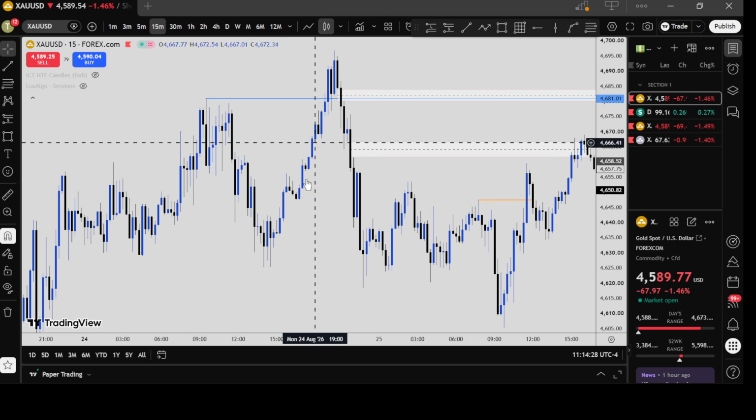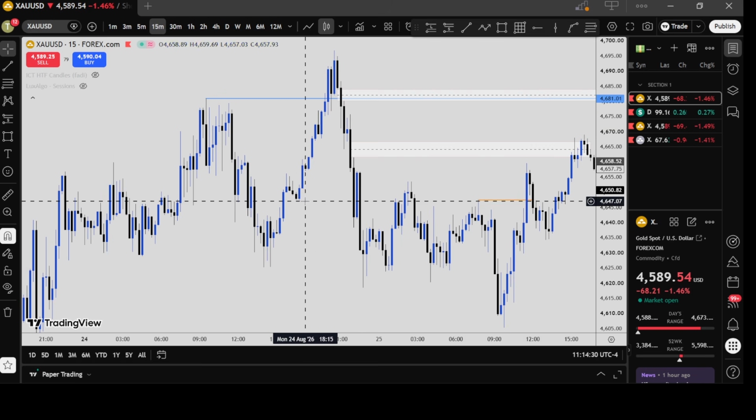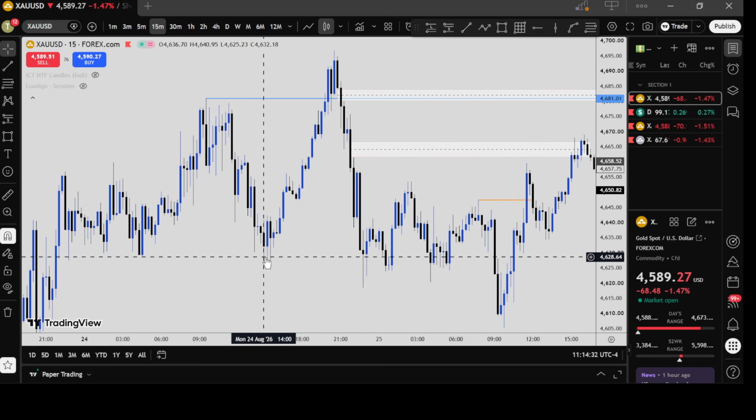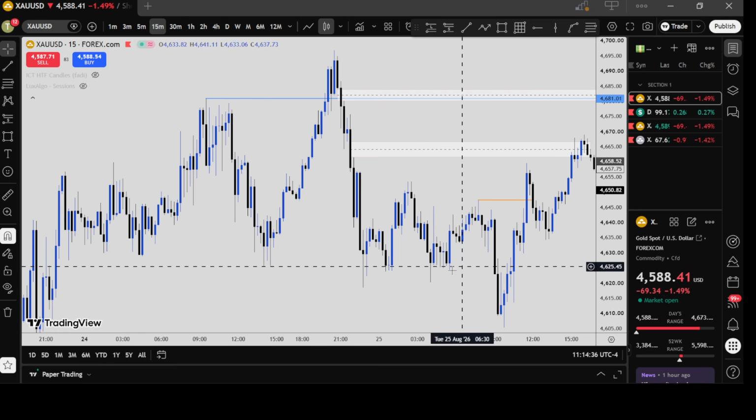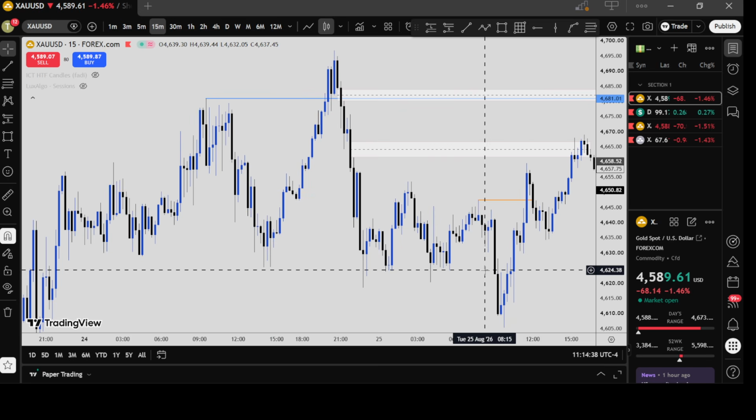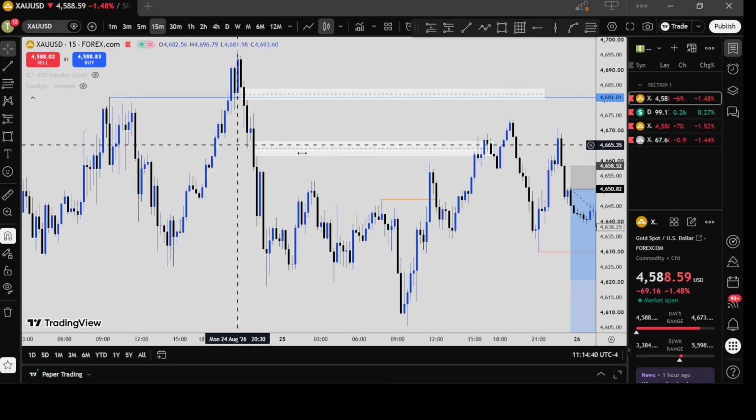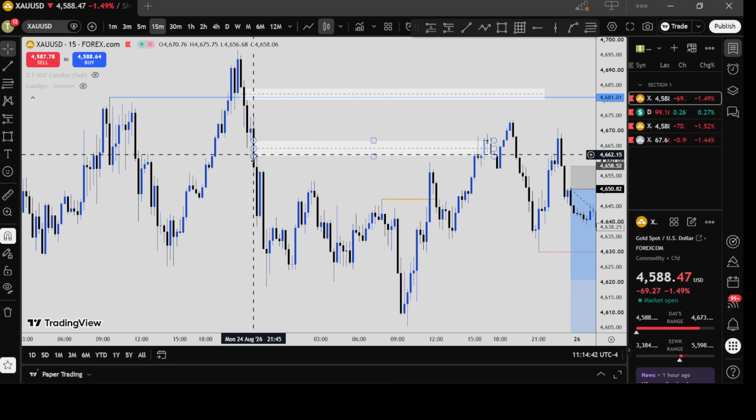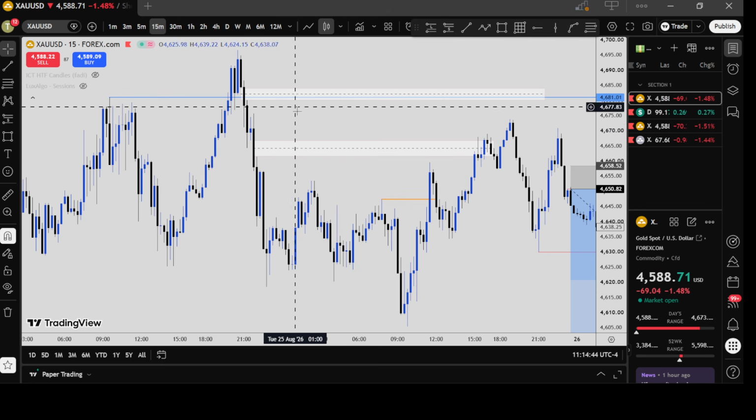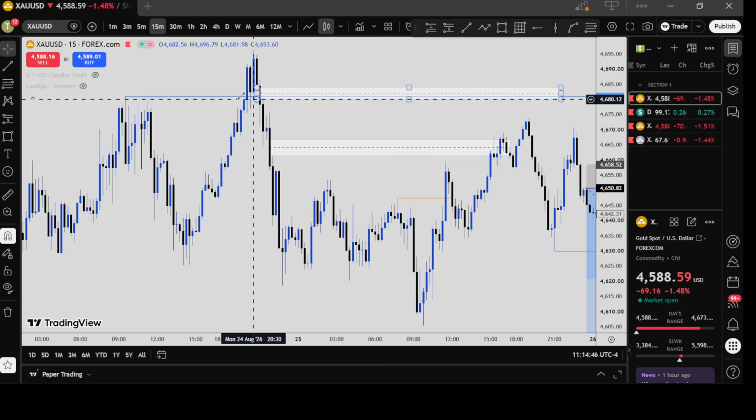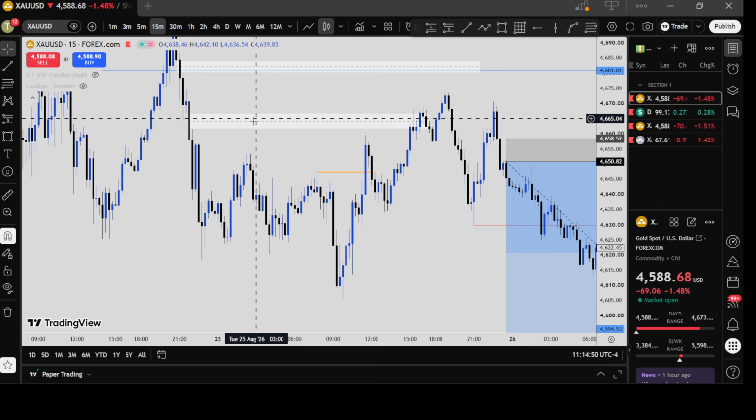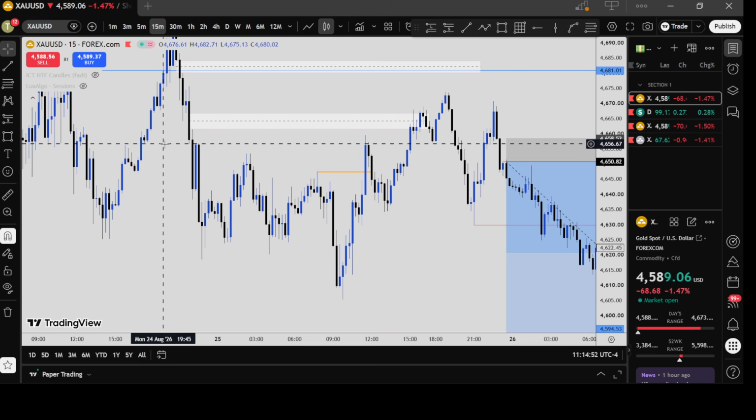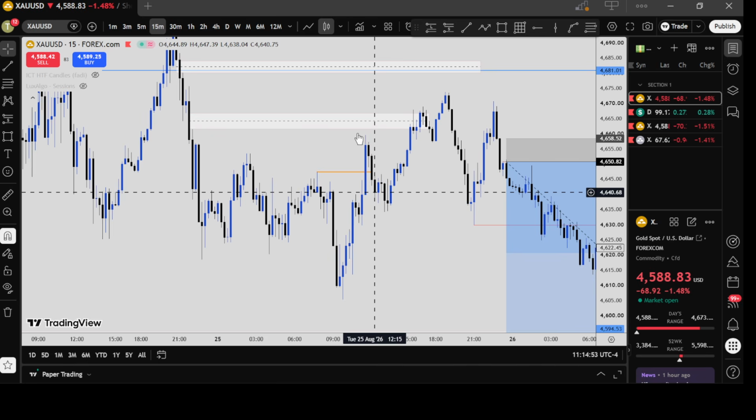When the sweep happened here, we had this market structure shift here, and also around here too. If you look here from this low to this area, there was a market structure shift. So we had this 15-minute fair value gap and order block here. We also had a fair value gap here, and this order block up here. But this was one I marked because I thought this is an area the market would likely throw to.